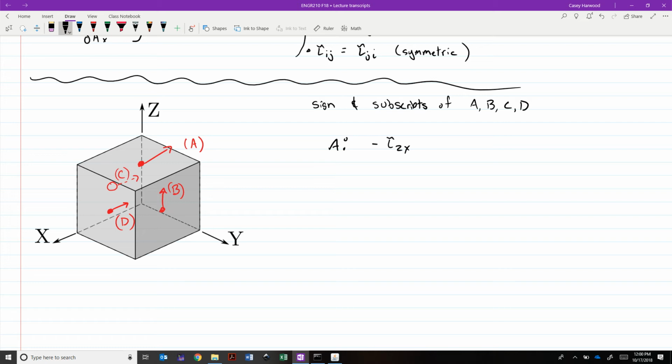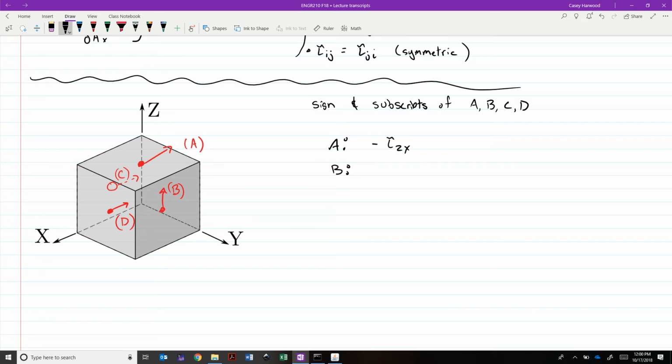All right. Who's got a guess for B? I'll be cold calling groups if I don't get volunteers, so save each other. Anyone got a guess for B? We got tau yz.